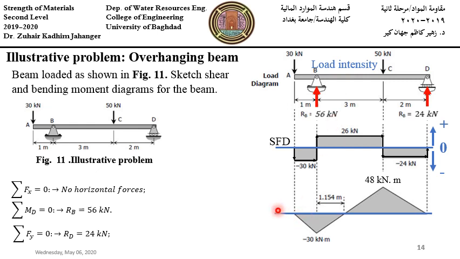To draw the bending moment diagram, we start by calculating the bending moment at A, equal to 0. Then the bending moment at B is given by area 1, the area between A and B of the shear force diagram, which is 30 times 1, 30. We put a dot here and we draw a straight inclined line for uniform shear intensity.